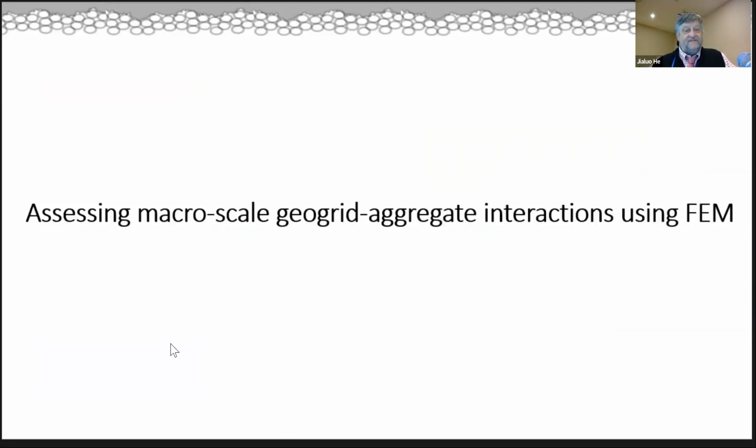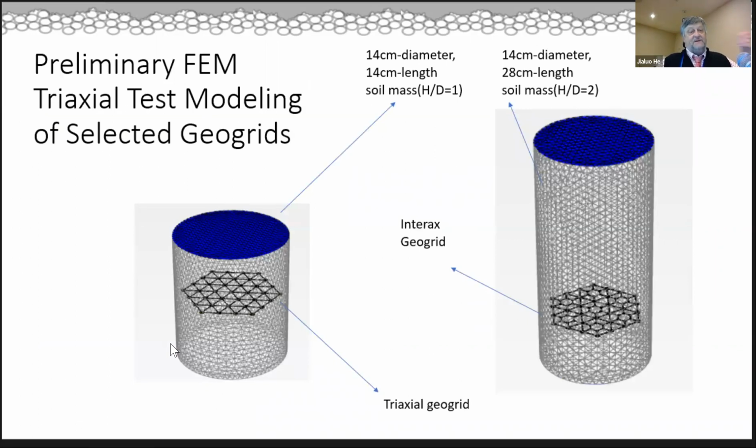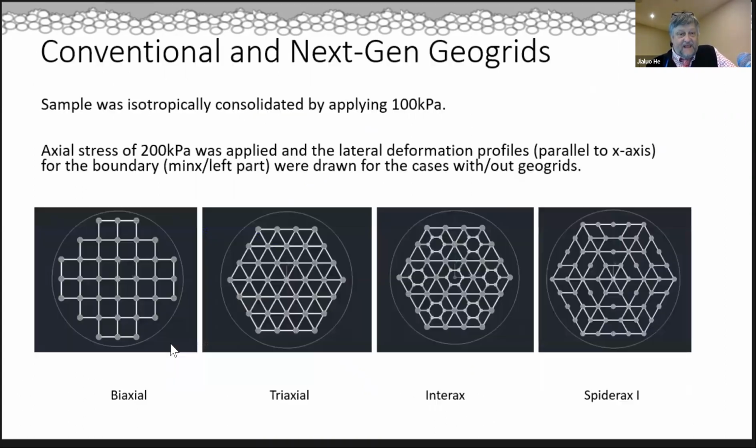So how do we assess the macro scale response? Well, we've been doing some finite element modeling. This is just a quick image of that. And I'm going to show you results for, I think, these four. Again, on the left is biaxial, the next one's triaxial, the next one is Interax, and the one on the right, which I think, by the way, has got the coolest name, is Spiderax. So, I mean, who doesn't want to build a pavement with Spiderax?